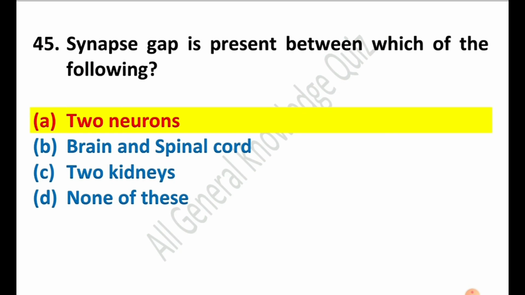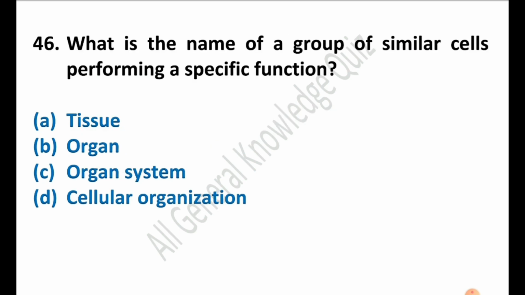The answer is option A, two neurons. Synapse gap is present between two neurons. Question number 46. What is the name of a group of similar cells performing a specific function? Option A, tissue. Option B, organ. Option C, organ system. Option D, cellular organization.